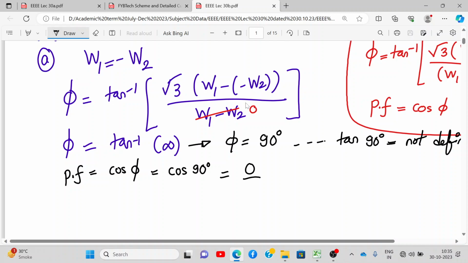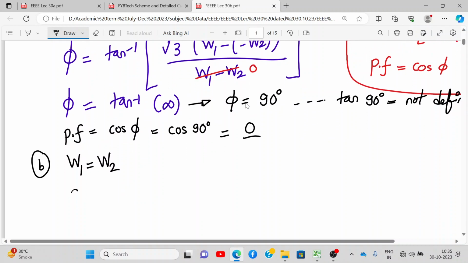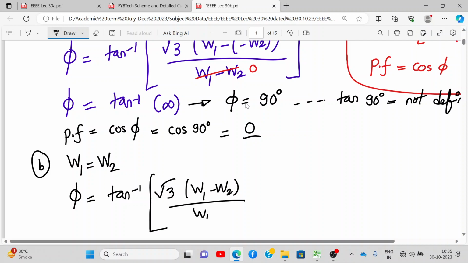So let's go for the second case. For the second case, both the wattmeter readings are equal and opposite and positive. So W1 is equal to W2. So find phi now. Phi will be tan inverse of root 3 (W1 minus W2) over (W1 plus W2). This is the formula. So what will happen if both are same? It will be tan inverse of 0, right?